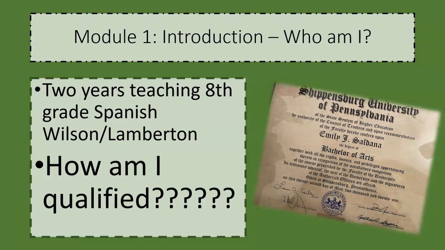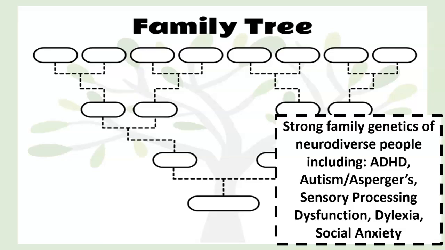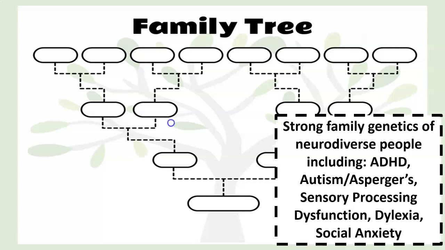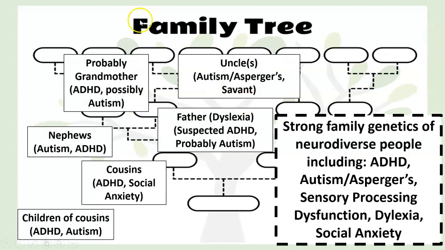So the qualification that I feel I have to be able to teach this is my family tree. We have a really strong family genetics of neurodiverse people: ADHD, autism, Asperger's, sensory processing dysfunction or disorder, dyslexia, social anxiety. My grandmother, probably ADHD, possibly autism, never diagnosed, but looking back, talking about her life, how she was, very strong signs of that. I do have an uncle with autism, Asperger's.